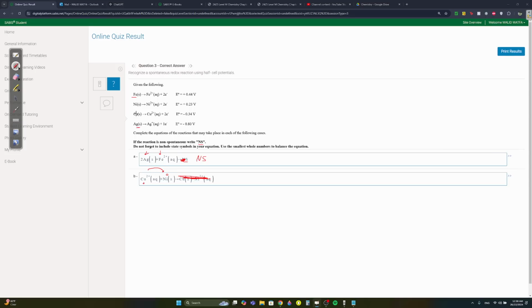Let's see Ni. Ni is over here, Cu is under it. So Ni is more reactive than Cu, so can the reaction happen? Yes. So how would it happen? So easy, guys, just swap the charges. So swap the charges, swap the states.